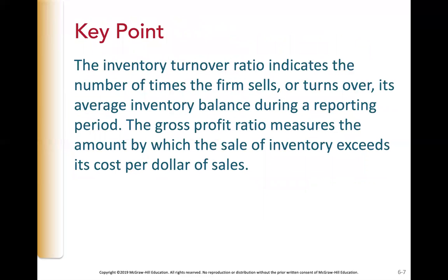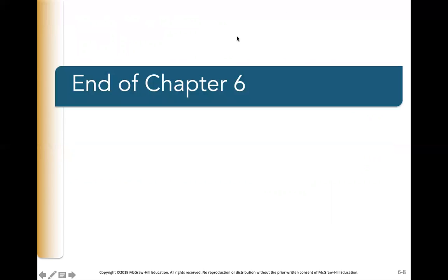Inventory turnover ratio indicates the number of times the firm sells average inventory during a reporting period. Gross profit ratio measures the amount by which the sale of inventory exceeds its cost per dollar of sales. And that is the end of Chapter 6.